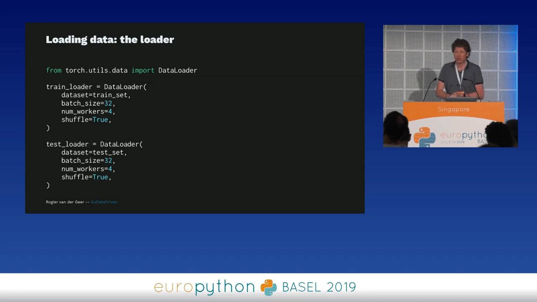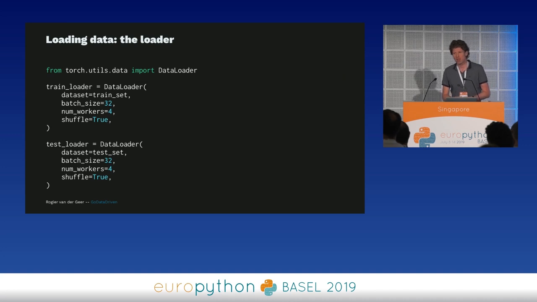Now, once we've defined those train and test sets, we can define the train and test loaders, which are simply a data loader where we provide the data set that we want to use. We set the batch size, that's the number of images that we process at the same time. The number of workers is the number of processes that can process these images while loading them. And we say we want to shuffle them. That means that every time we train an epoch or we evaluate, we do this in a random order. For training, this is really important. For testing, it isn't.